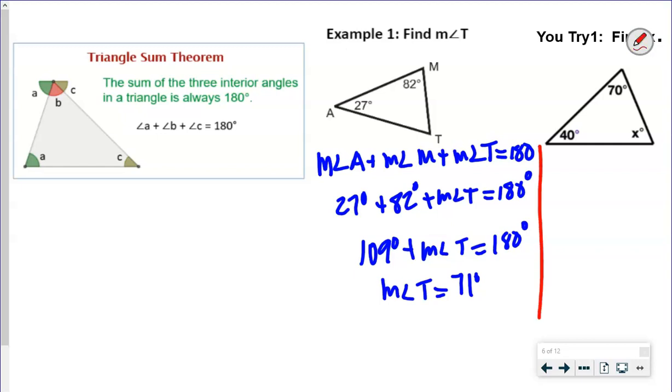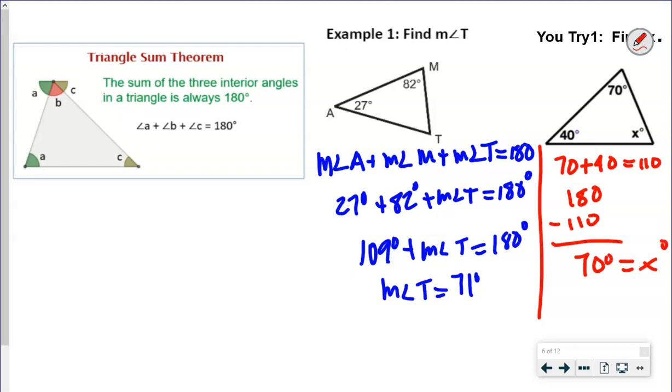Let's see if you guys can do this. You try a simpler way, okay? Go ahead and pause me, come back to me when you're done. So in this case, again, we're going to do 70 plus 40. Isn't that equal to 110? And again, we're going to do 180 minus the 110. What does that give me? 70 degrees. So that's what x is equal to, right? 70 degrees. Got it? So don't overthink this. When you add the angles inside a triangle together, they equal 180.